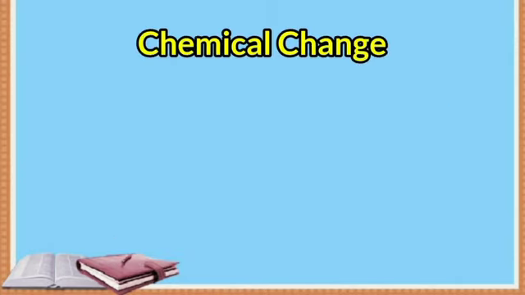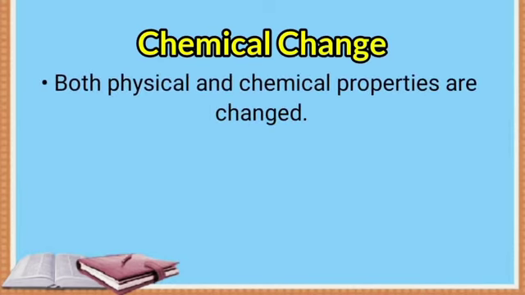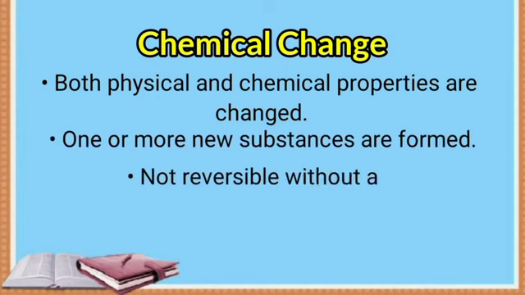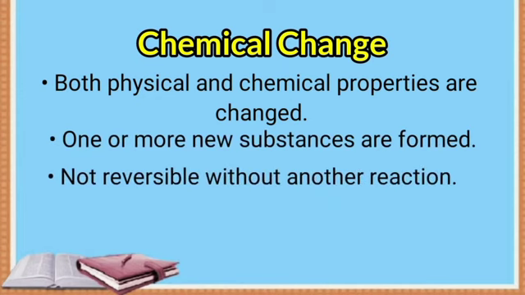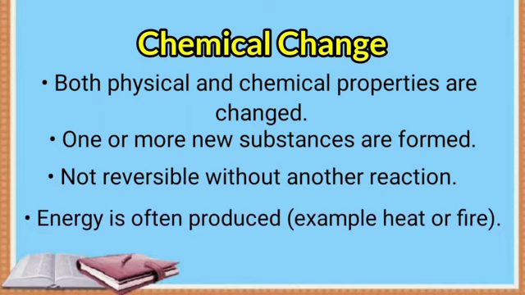In a chemical change, both physical and chemical properties are changed. One or more new substances are formed, not reversible without another reaction, and energy is often produced. Example, heat or fire.